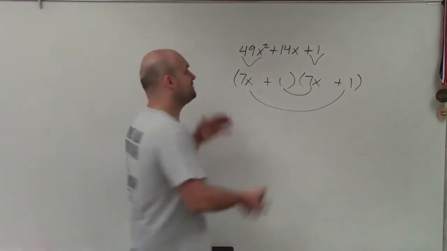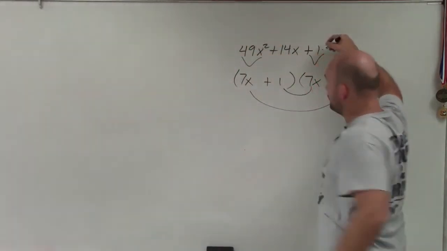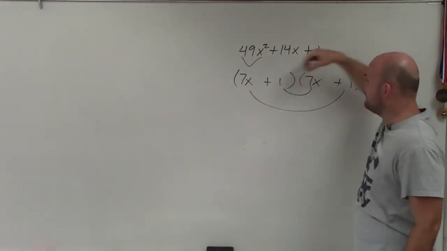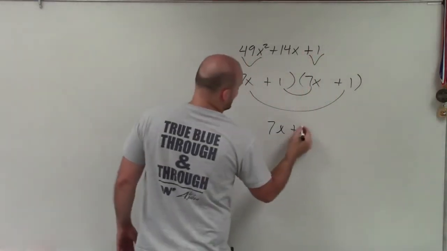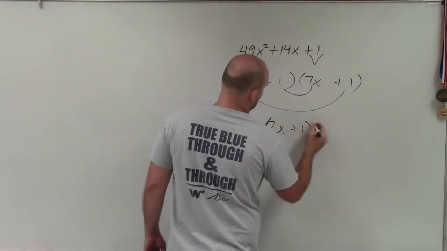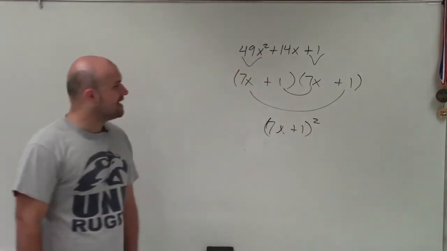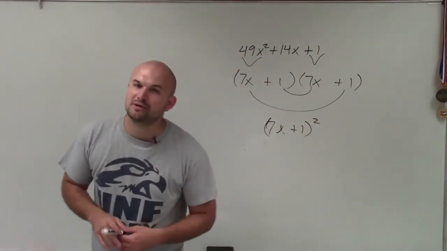Yes, it does. So therefore, this is a perfect square trinomial that can now be factored into the product of two factors. And since these factors are the same, we like to write it as a binomial squared. So there you go, ladies and gentlemen. That is how you factor a perfect square trinomial. Thanks.